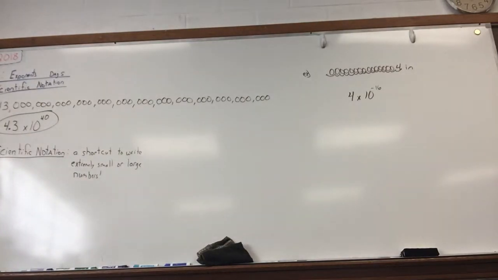Maddie, stand up for me, honey. Okay, thanks. So scientific notation is a shortcut to write extremely small or large numbers.